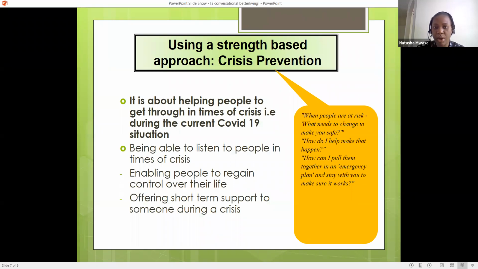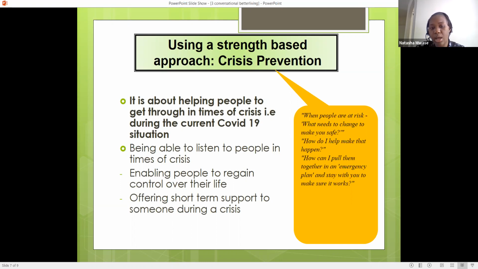Within our assessments as well, part of being strength-based is being able to identify when there's a crisis in place. It's about helping people to get through times of crisis. For example, in this time of the COVID-19 situation, part of it is what we're actually doing at the moment, which is the welfare calls, making sure that we are calling our adults and their carers and families to find out how they're getting on during this crisis. And it's about listening to people, and being able to support them to regain that control over their life.